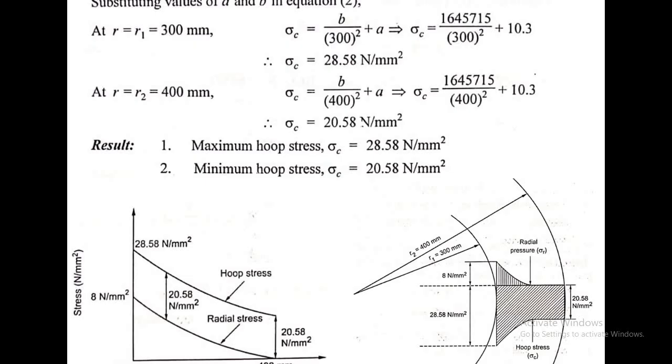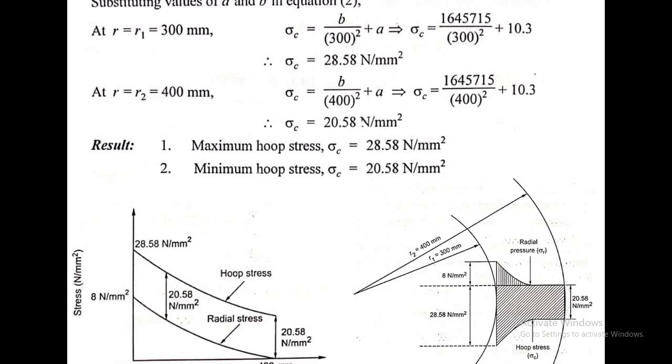Now coming to the substitution of a and b values in the equation. So take the hoop stress formula, substitute the a and b values. You are going to get stresses like 28.58 Newton per millimeter square, that is the maximum hoop stress. Another one is when you substitute the r2 value as 400, that is the minimum hoop stress, which is going to be 20.58.